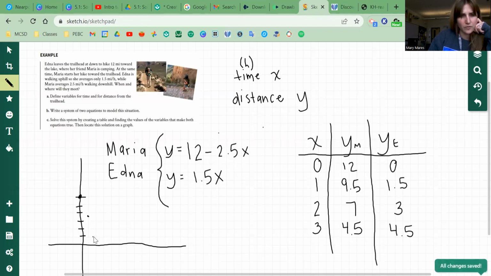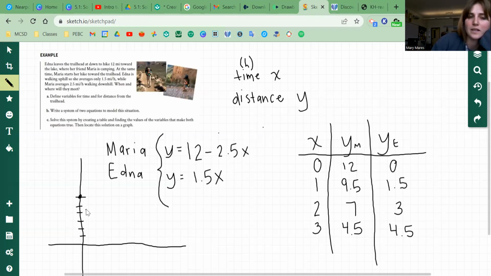Down 2.5 over 1. Is that right? Down 2.5 over 1. That looks right to me. Oh, I'm sorry, I forgot that I was counting by 2s. So down 2.5 would be more like here. There we go. And then down another 2.5 would be right here. That makes more sense. And then again down to about here. And then down another 2.5, so right there. And that gives me a pretty good representation of my graph for Maria.